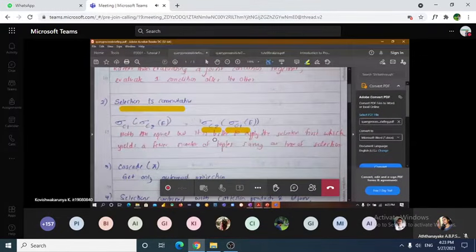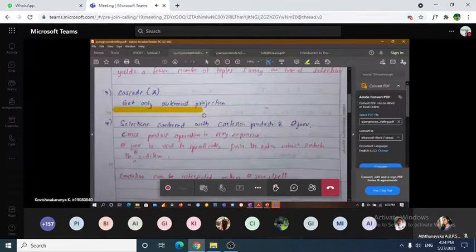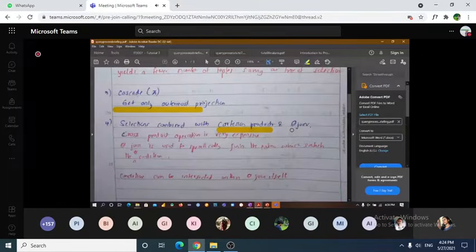Then this is just a natural one. You get only the outermost projection. I will explain that with a question. The next one is selections combined with Cartesian product and theta joins. Before, I showed you an example where S Cartesian product SP. Now here, S and SP have no condition. You don't have a condition that S number of S and S number of SP must be equal for it to be taken.